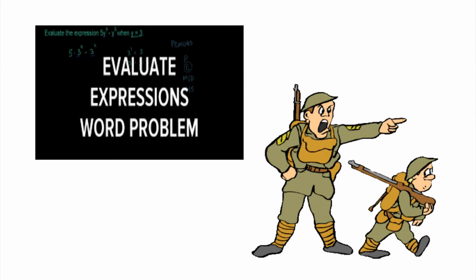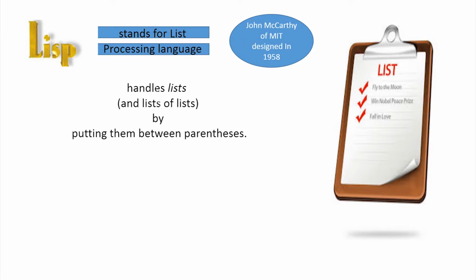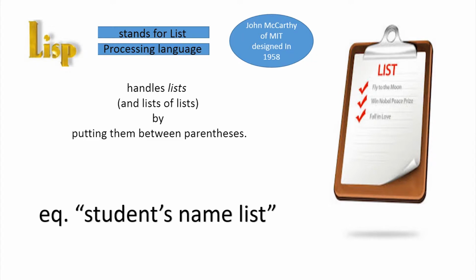Let's look into an example of a high-level functional programming language called Lisp. Lisp is also known as List Processing Language. This language was designed in 1958 by John McCarthy of Massachusetts Institute of Technology. Lisp was designed for easy manipulation of data strings. For example, a list of student names consists of data strings.